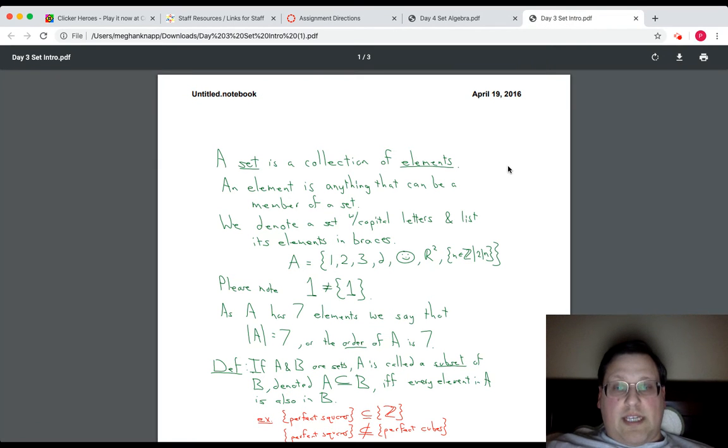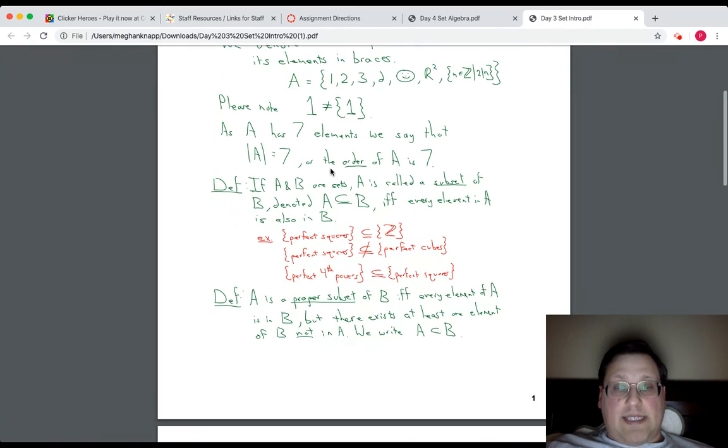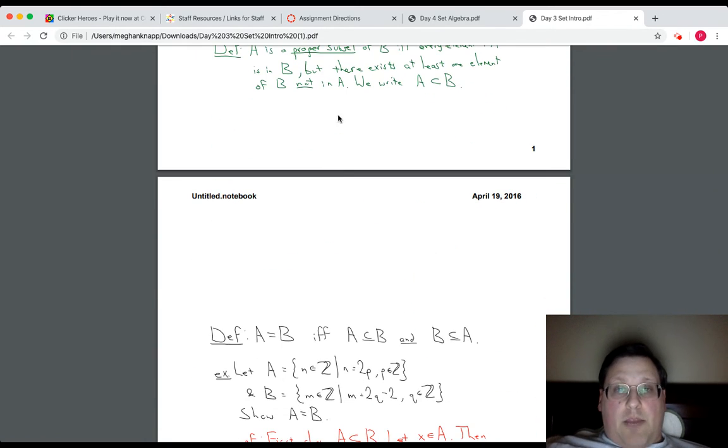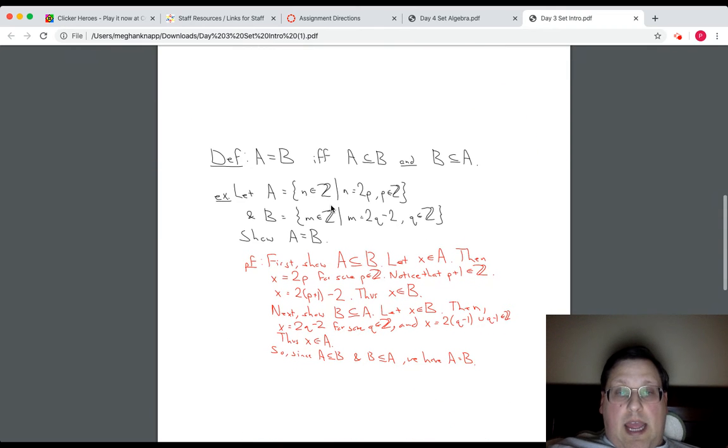On the first set of notes here, I have some definitions about what a set is, what a subset is. And as I go through here, I start doing an example where I say that two sets are equal if one is a subset of the other, and both ways. A is a subset of B and B is a subset of A. In this example, I use this to show that A and B are equal.